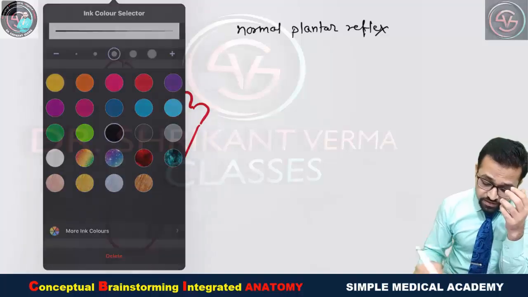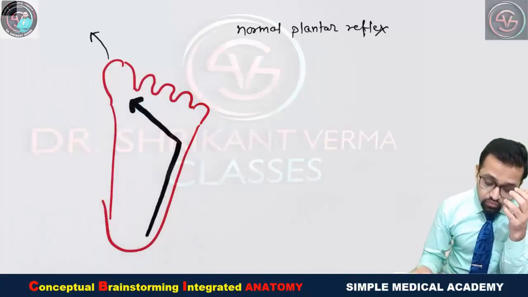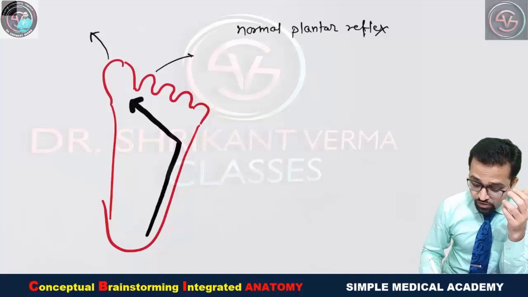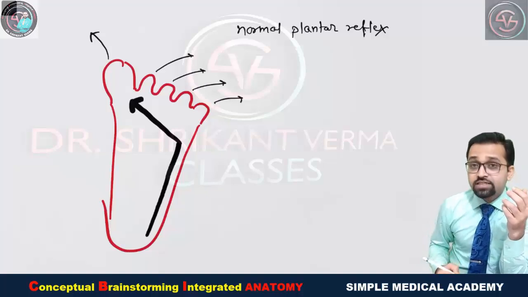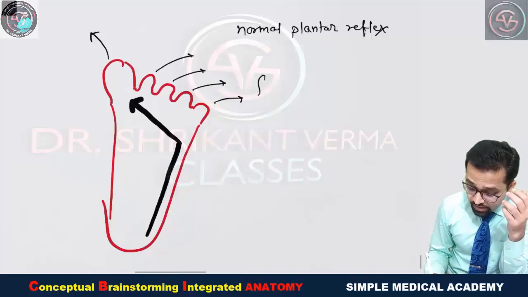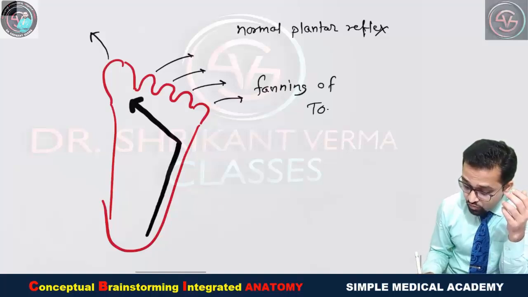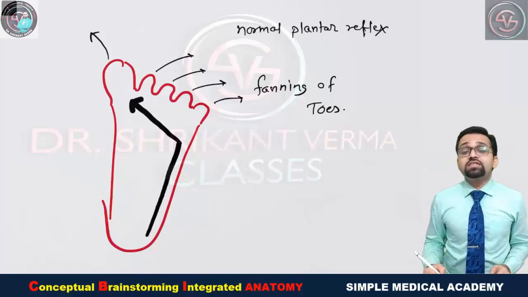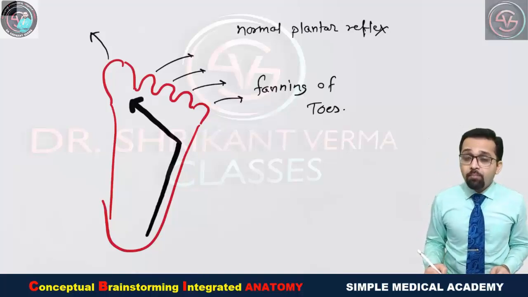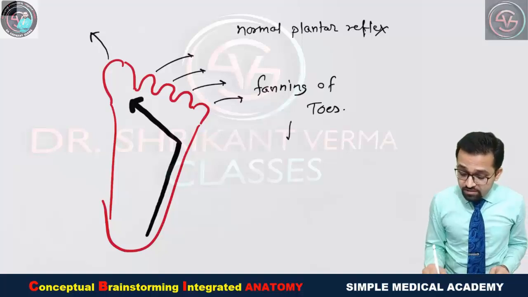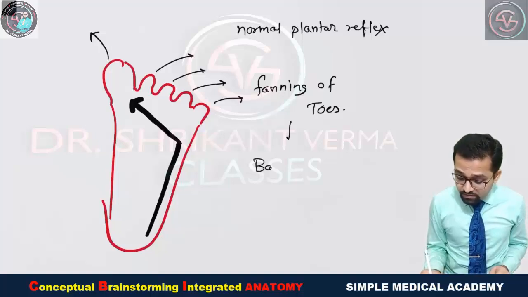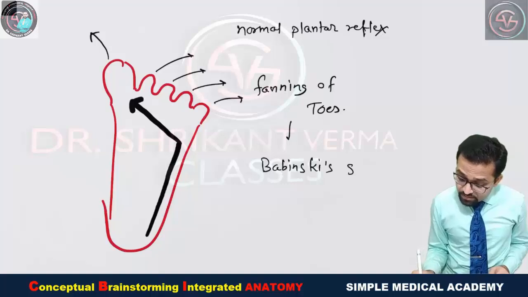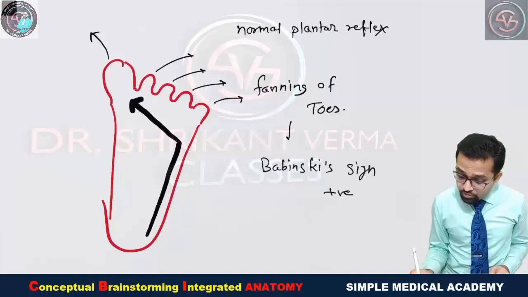What is the opposite phenomenon? Yes, try to understand. The great toe will go opposite and other toes will also go in the opposite direction. This is known as fanning of toes. Getting the point? Yes. So this is the fanning of the toes. This is found in case of the upper motor neuron paralysis. This phenomenon is known as Babinski's sign positive.